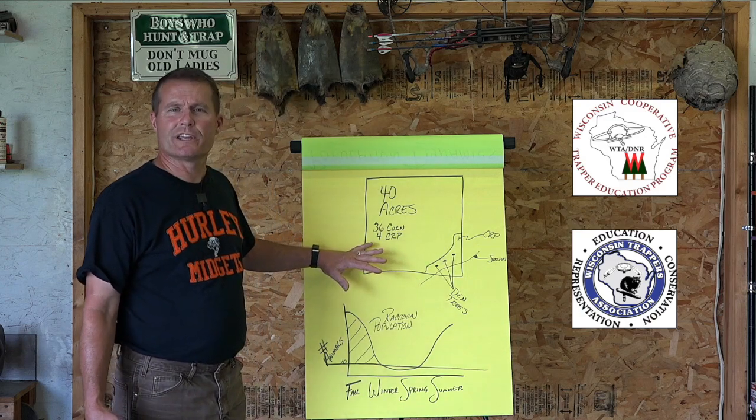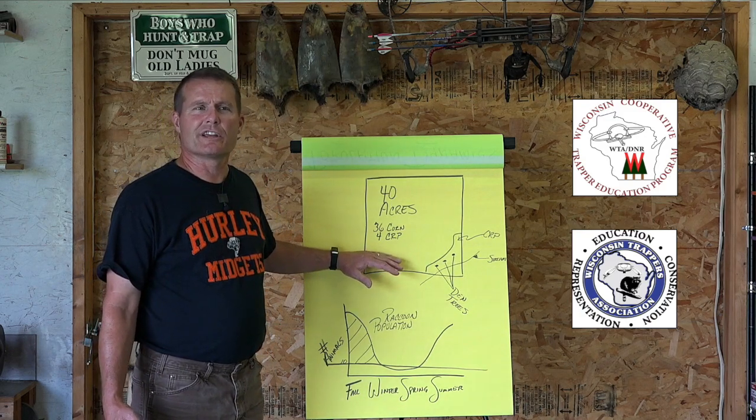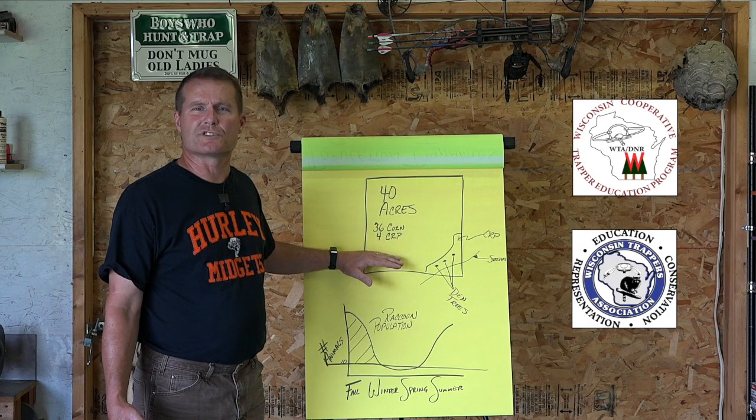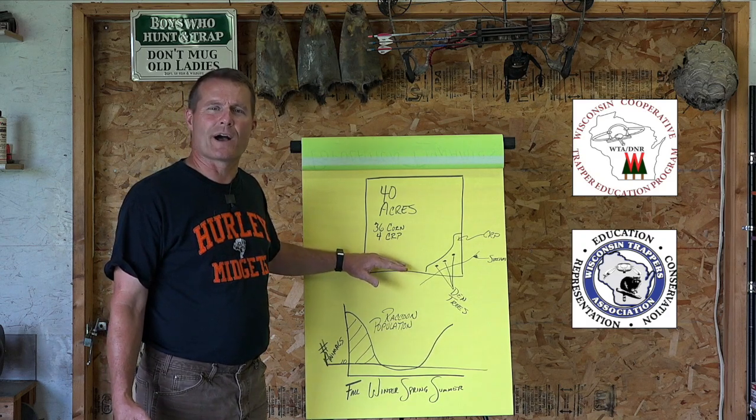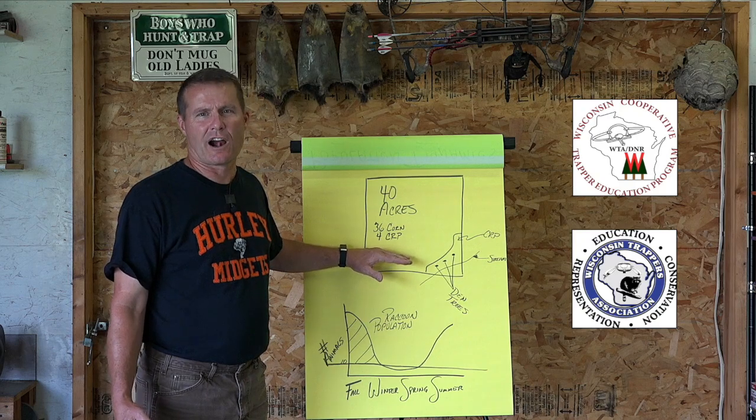So we've got 18 going into trapping season. We know the carrying capacity is 6. The harvestable surplus is 12. That's what we as responsible trappers strive to harvest.